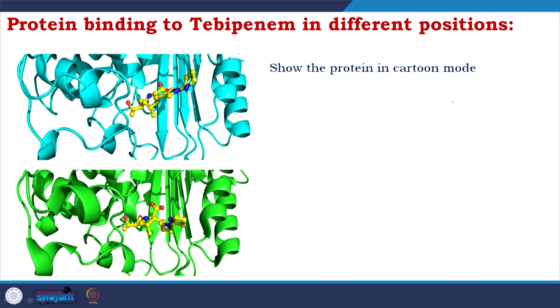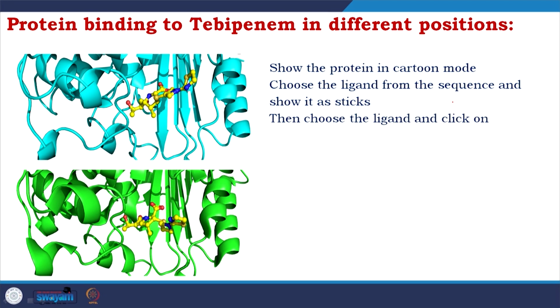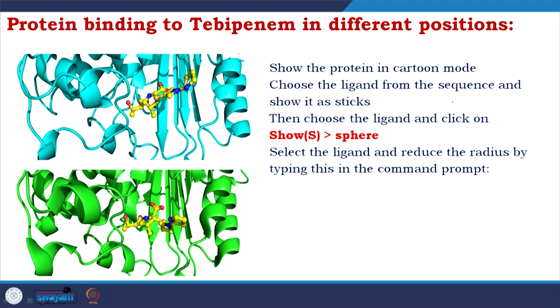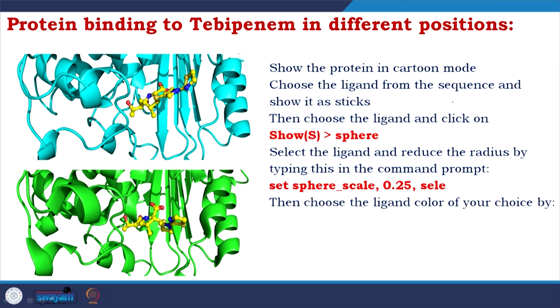To do that, first you have to show the protein in cartoon mode, then choose the ligand from the sequence and show it as sticks, then choose the ligand and click on show spheres, because you remember we want to show the tebipenem in ball and stick mode. Select the ligand and reduce the radius by typing this in the command prompt: set sphere_scale, 0.25, cell. You are fixing the sphere, then choose the ligand color whatever you want.